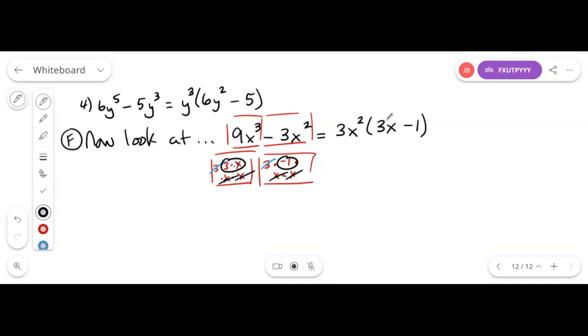3x squared times 3x is 9x cubed. 3 times 3 is 9. X squared times x: 2 x's multiplied together, another x being multiplied together is 3 x's being multiplied together. 3x squared times -1: 3 times -1 is -3. 2 x's being multiplied together and no other x's being multiplied together. I have 2 x's being multiplied together.